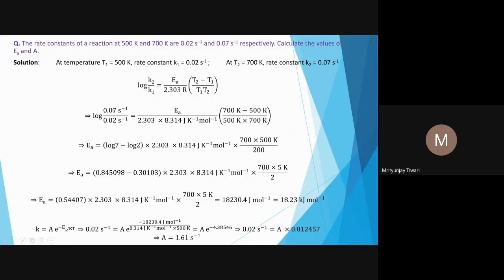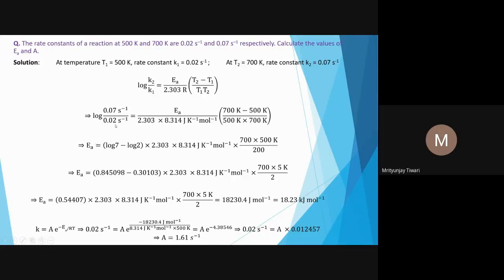0.07, and this 0.07 divided by 0.02 will become 7 by 2. Because this is 10 to the power minus 2, 7 into 10 to the power minus 2, and this is also 2 into 10 to the power minus 2, the 10 to the power minus 2 will be cancelled out. So this will become log 7 by 2, and log 7 by 2 means log 7 minus log 2. So this is simplified here.